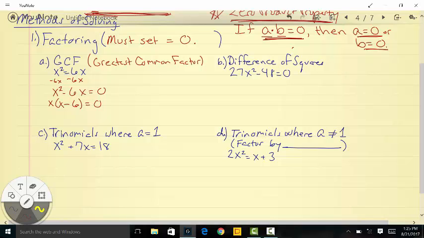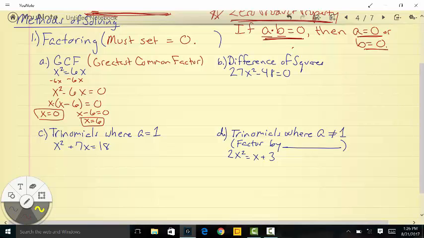And then now we have two things being multiplied equal to 0. Therefore we can say, well, that means x is equal to 0, or x minus 6 is equal to 0. Adding that 6 over gives us x would equal 6. So our two answers to this equation are 0 and 6.